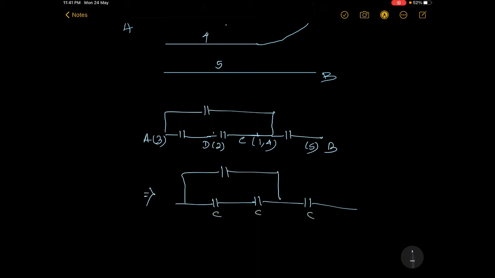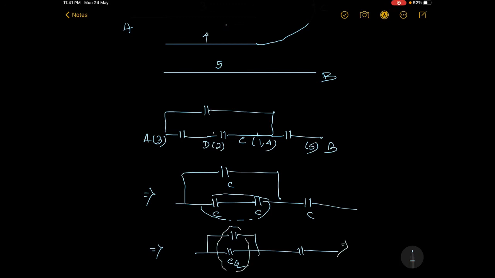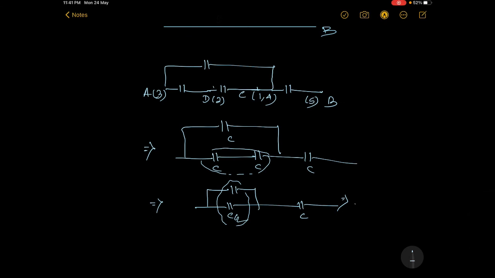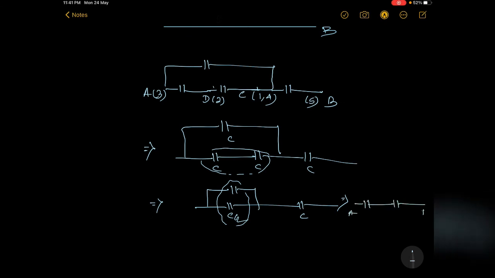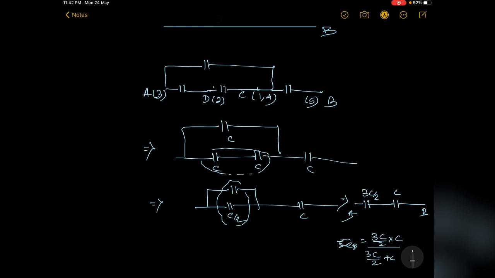तो सपोज सबका कैपेसिटेंस कितना है, सी. तो ये दोनों क्या हो जाएंगे, सीरीज कॉम्बिनेशन. तो इक्विवेलेंट कैपेसिटेंस सी बाई टू आ जाएगा. और इसके साथ पैरेलल कॉम्बिनेशन हो जाएगा, इक्विवेलेंट कैपेसिटेंस कितना आ जाएगा, सी बाई टू प्लस सी, दैट इज थ्री सी बाई टू. तो इसका इक्विवेलेंट कैपेसिटेंस थ्री सी बाई टू और इसका सी, ये दोनों अभी सीरीज में हैं, तो इनका इक्विवेलेंट कैपेसिटेंस थ्री सी बाई टू इंटू सी बाय थ्री सी बाई टू प्लस सी निकाल लेंगे तो मुझे इक्विवेलेंट कैपेसिटेंस मिल जाएगा.